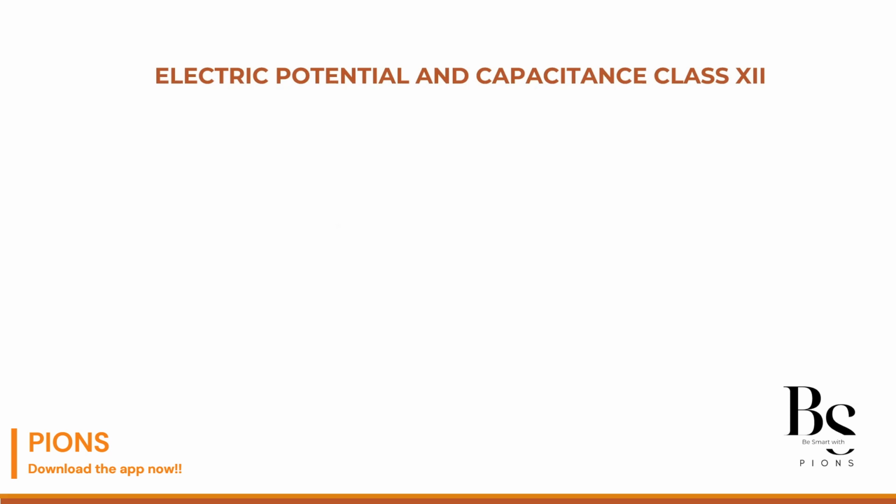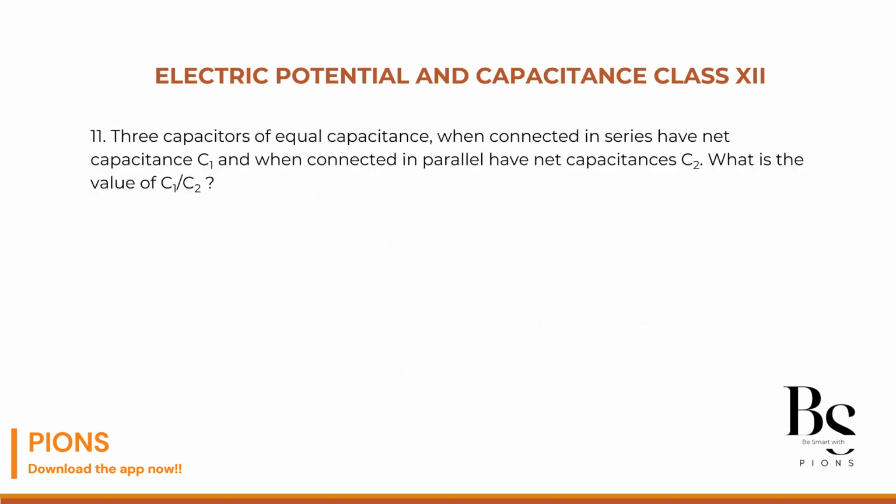Let's move to the next one. Great. Question number 11 says, three capacitors of equal capacitance connected in series. So let's take it here, 1, 2, 3. Now, since they have not given, let's call it C, C, C. Sir, why did you take it as C, C, C, not C1, C2, C3? Equal capacitance as per the question. So 3 of equal capacitance are connected in series and their net capacitance is C1.